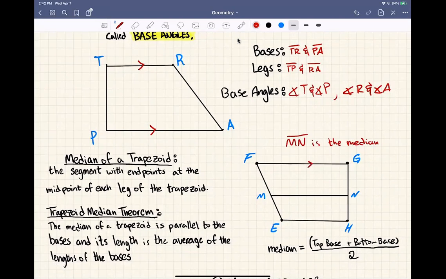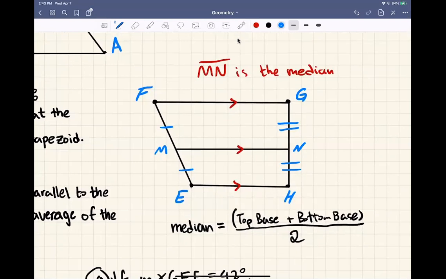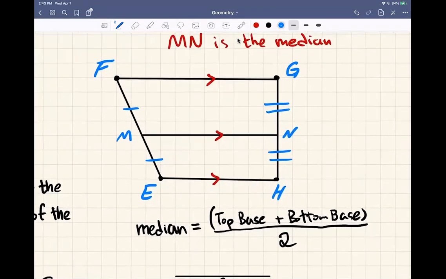So we know that this is parallel to this, and they're all parallel. Because MN is the median, that means it cuts segment FE in half, so this part is going to be congruent to this part. Now, we don't know that FE and GH are the same, but MN is going to be at the midpoint of both of these segments. So we know that MN is going to be parallel to GH, which is why we use two lines for those. The median is always going to be equal to the average of the bases.